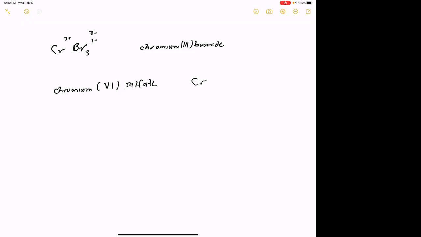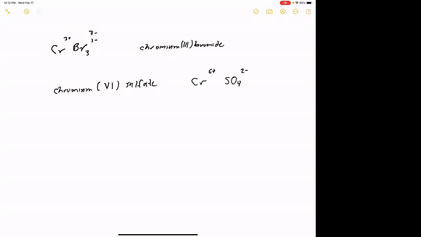Sulfate is a polyatomic ion, right? From your table of polyatomic ions, we know that's SO4, and we know what charge that takes, so I'm going to put that charge up there. It's 2 minus. But now what about the charge on the chromium? Well, that's given to us in the parentheses, Roman numeral VI. So my chromium has to have a 6 plus charge associated with it.